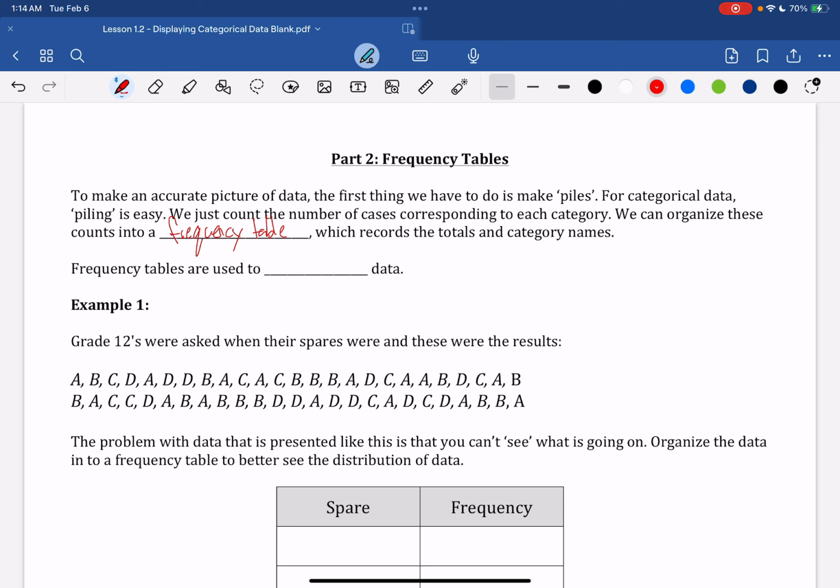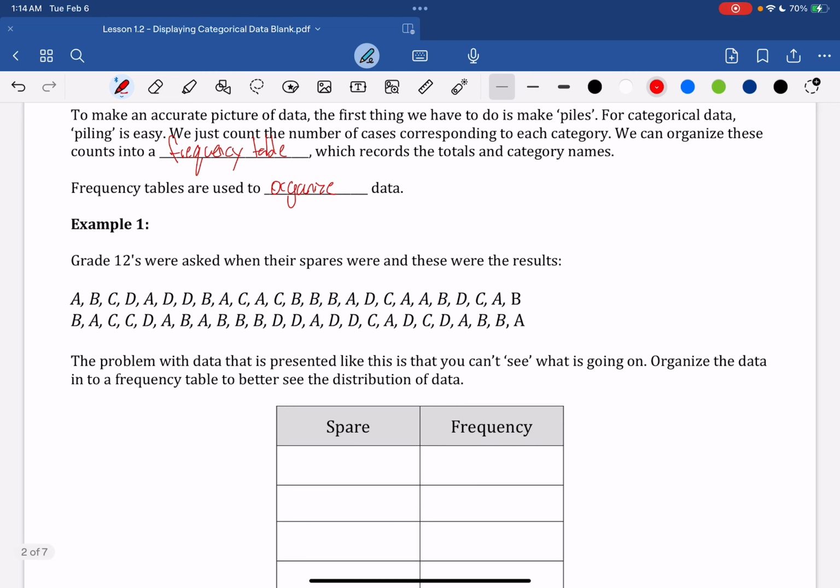Frequency tables are often used to organize data. You've likely been making frequency tables since like grade 4 math when you were asked what your favorite sport was or if you liked vanilla or chocolate ice cream. But the example we're going to do today is that grade 12s were asked when their spares were, and then we got this huge stack of different results.